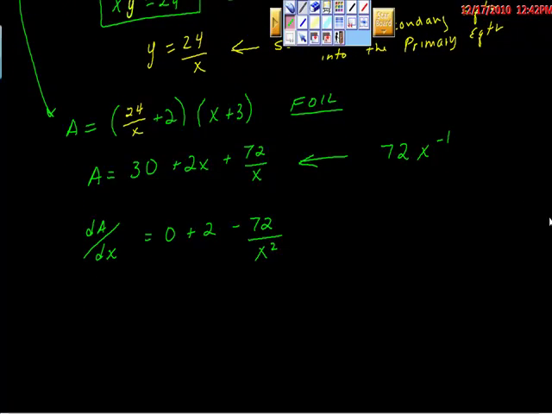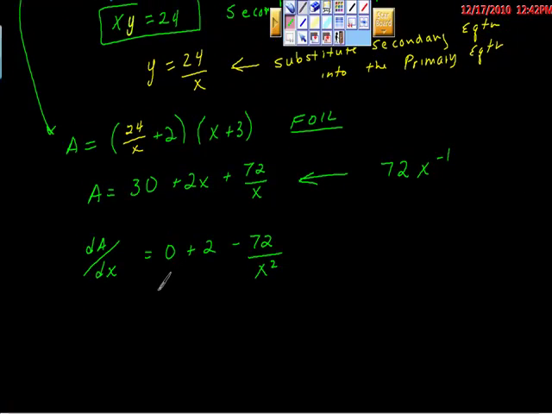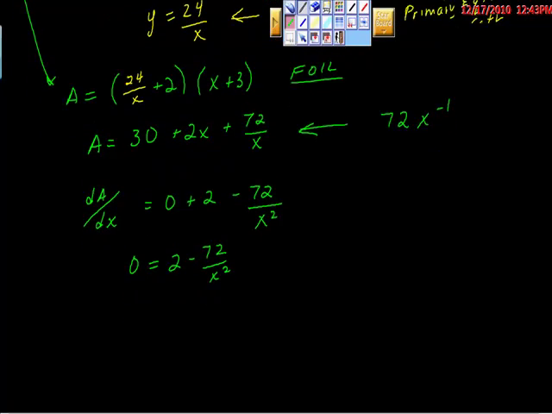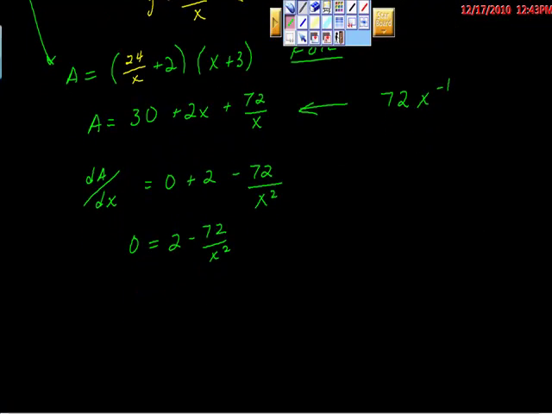So this is a derivative. To find the maximum and minimum value, what do we want to do here? Right, set this equal to 0. So we have 0 is equal to 2 minus 72 over x squared. Just some quick algebra, if you don't mind. 2 equals 72 over x squared. Is that all right?